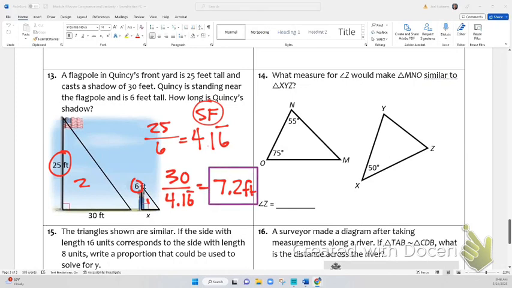Now, if you want to set up a proportion for this one, you are more than welcome to. But the way I taught it to you guys, and Mr. Rogers taught it to you guys on Monday, is we just did shadow reckoning by finding the scale factor first.